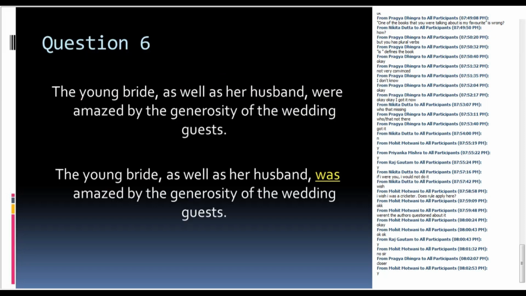Number 7. The young bride as well as her husband were amazed. We are actually talking about the young bride. This is an adjective. So young bride is singular. That is why we should use a singular verb. The young bride as well as her husband was amazed by the generosity of the wedding guests.